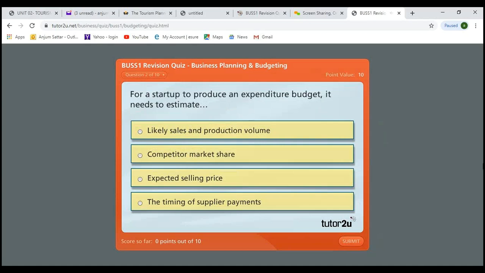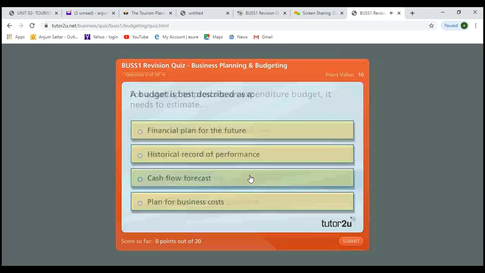So, for a startup to produce an expenditure budget, it needs to estimate what it needs. Any budget you make starts with your forecast for the future. Maybe your expected selling price? No, it should be your sales forecast, which always comes first. If economic growth slows, sales will be slow, and all your activities will be slow.